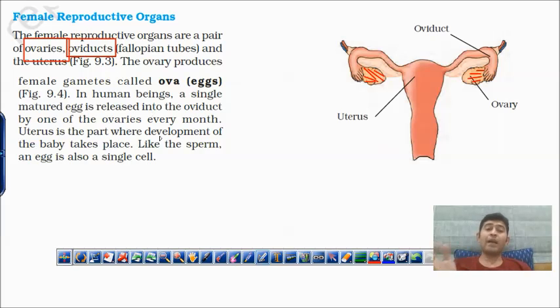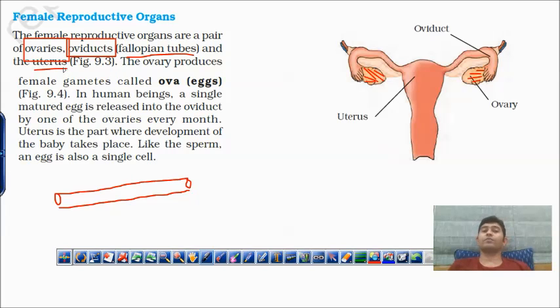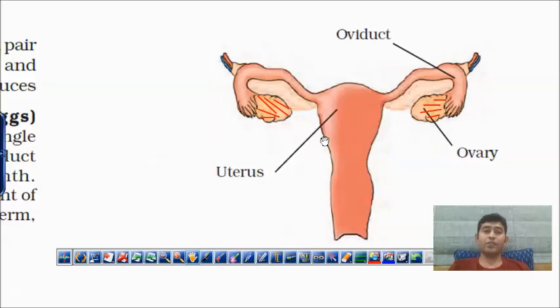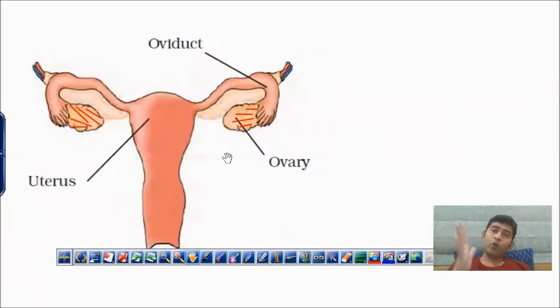Duct का मतलब होता है pipeline या एक road. It's just a pipeline or a road or a pathway through which things can pass. Oviduct is similar to sperm duct, which I'll explain to you in a second. दूसरा नाम है fallopian tubes. And uterus. Again, without figure, कुछ समझ में नहीं आएगा. So let us look at the figure of female reproductive system. And again, I'm going back to Parle-G.